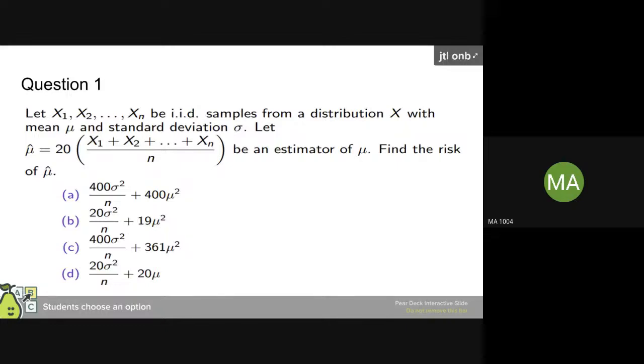What we asked you is to find the risk of mu hat. What is risk in other terms? Or what is risk usually called? Mean square error. Which is also called the second moment of error. The first moment of error is bias, and this risk is the second moment of error. So this is mean square error.